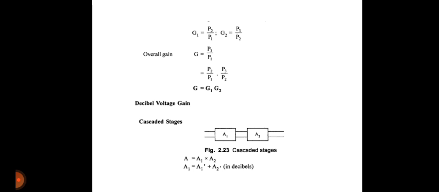Now the decibel voltage gain. When stages are cascaded, the gains will be multiplied, whereas in decibels the gains will be added, as shown in the figure. A equals A1 into A2, and in decibels A is A1 prime plus A2 prime. Okay, why do we represent gain in decibels?